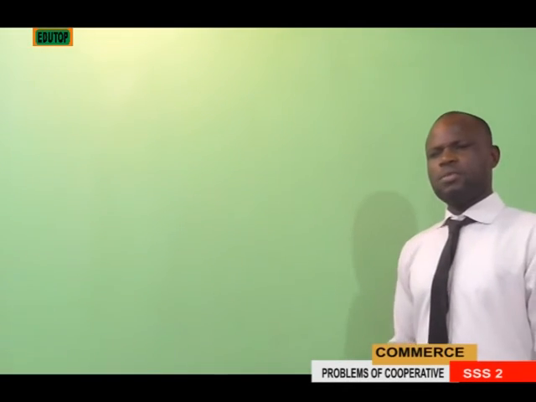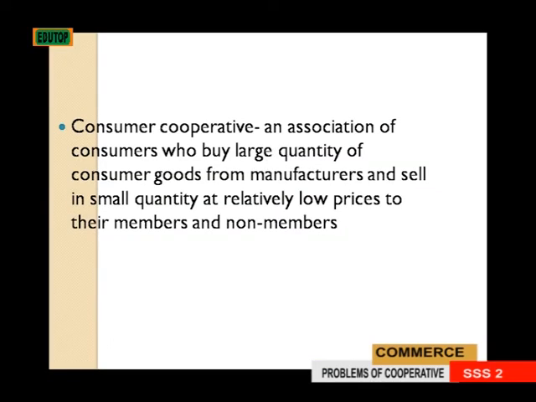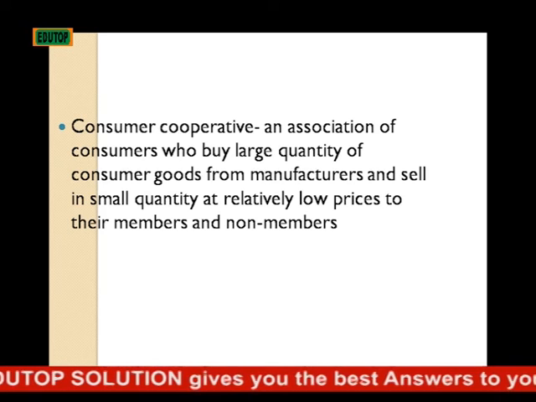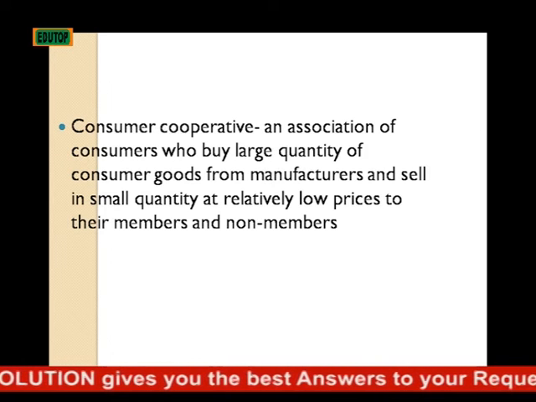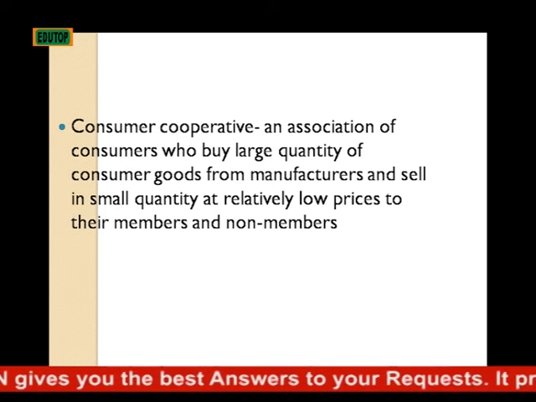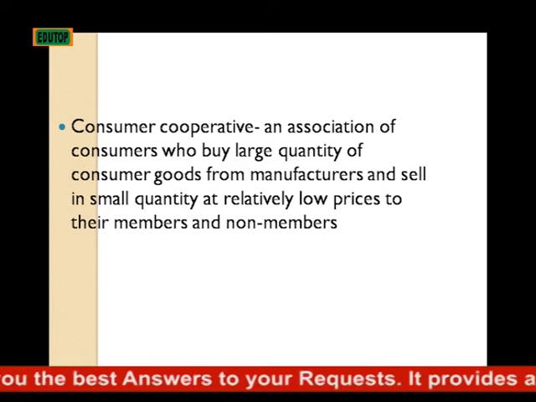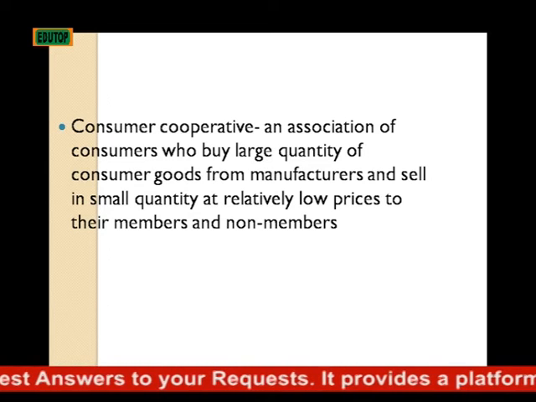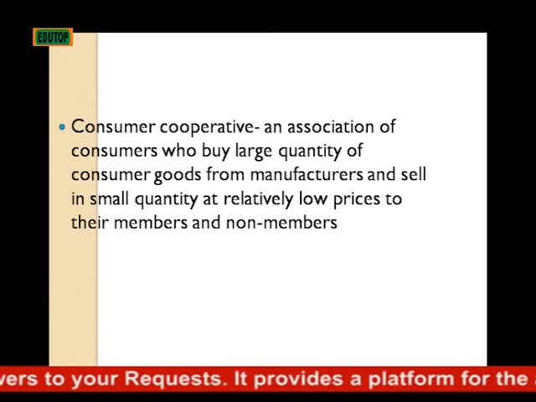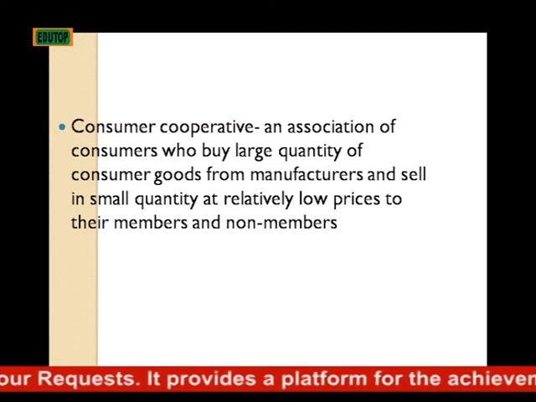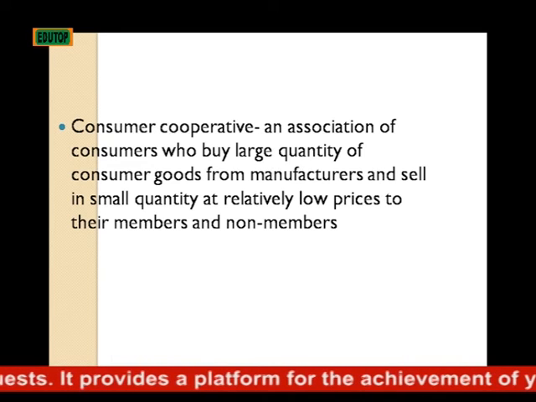Types now. We have consumer cooperative. This is an association of consumers who buy large quantities of consumer goods from manufacturers and sell in small quantities at relatively low prices to their members and non-members.